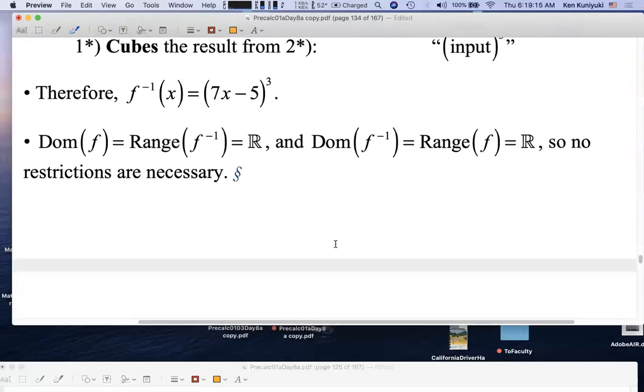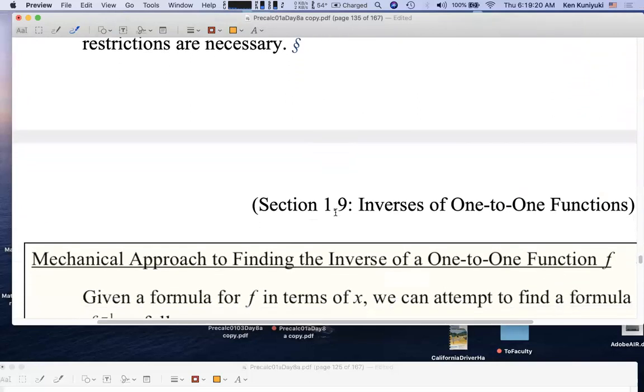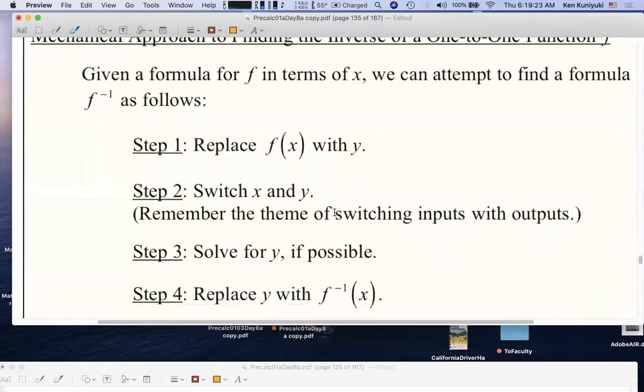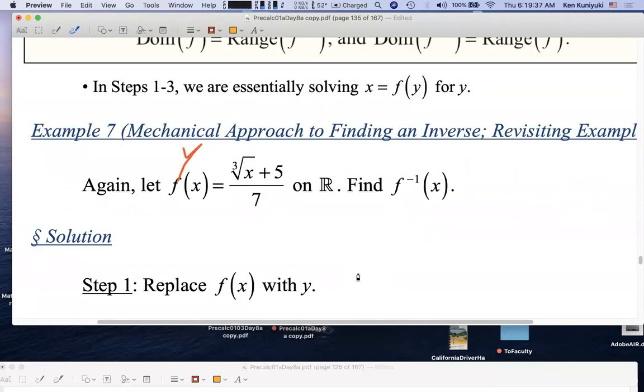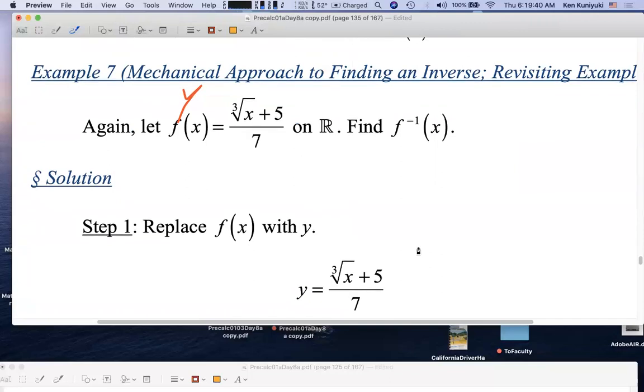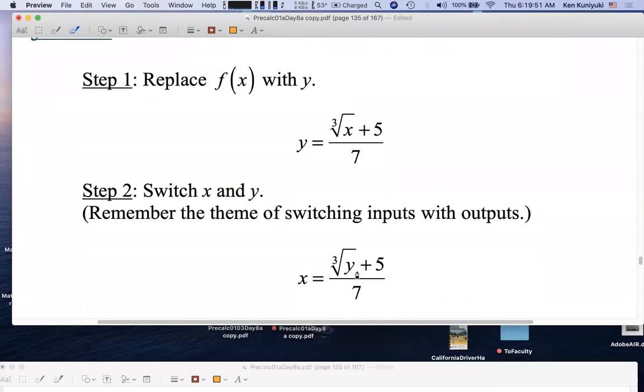All right. Now, in your Algebra 2 class, you may have applied the mechanical approach, which is fine. We'll do it along the way. All right. So again, let f of x be this rule over here. We start by replacing f of x with what letter? Y. Replace f of x with y. All right. And then what was the key theme for inverse functions? We switch inputs and outputs. Switch x and y. So we now have x equals the cube root of y plus 5 all over 7. Now you solve for the new y.